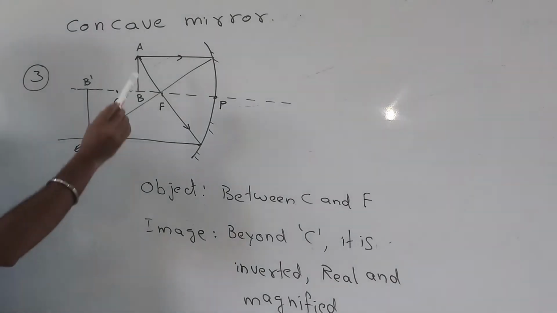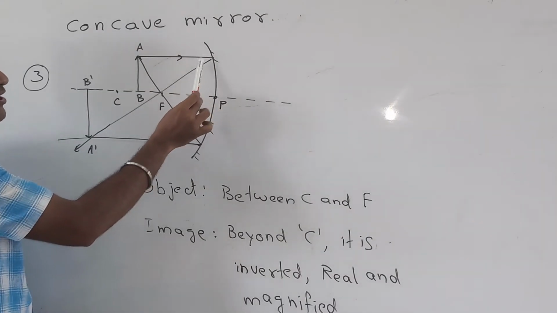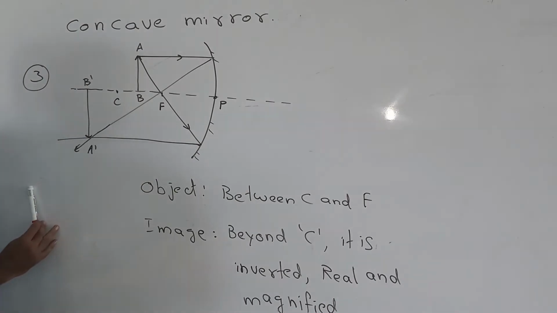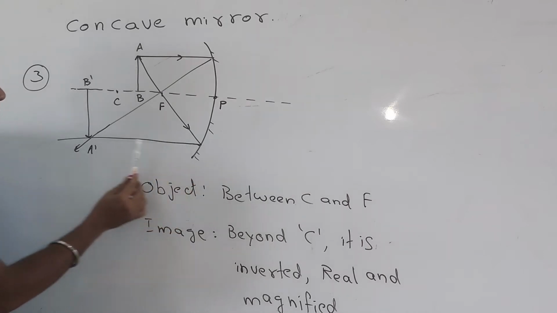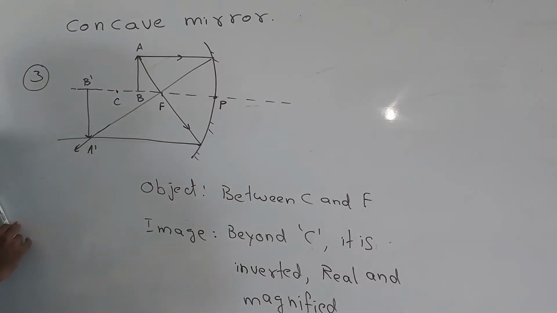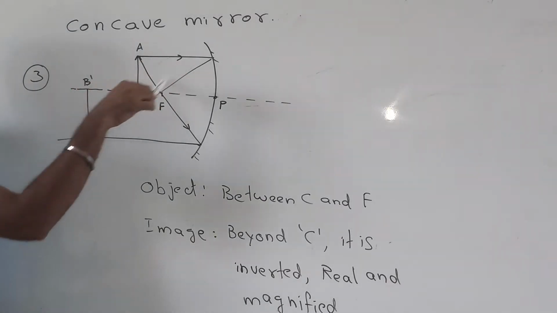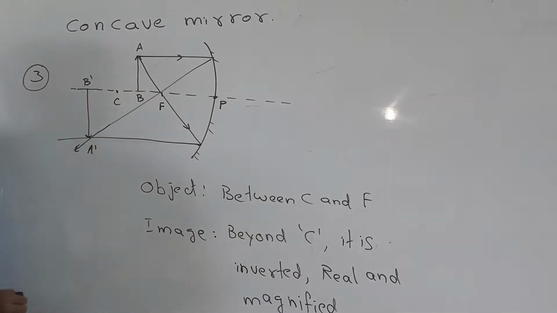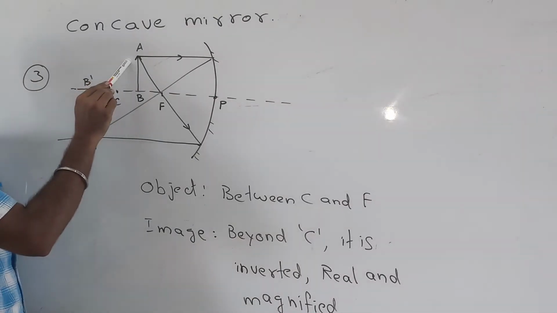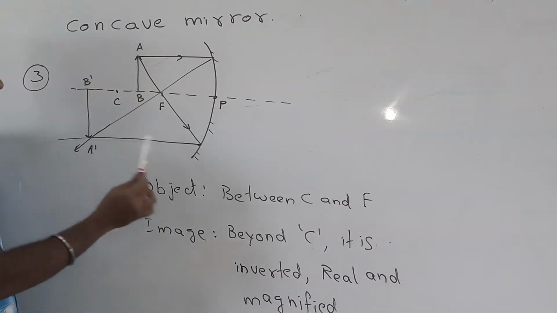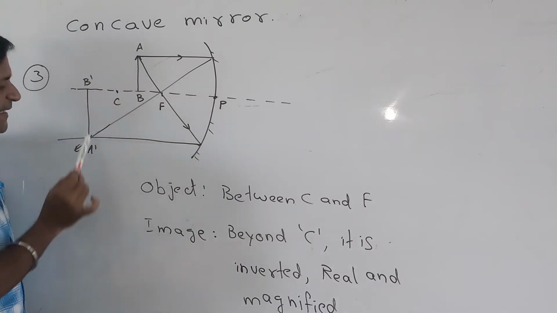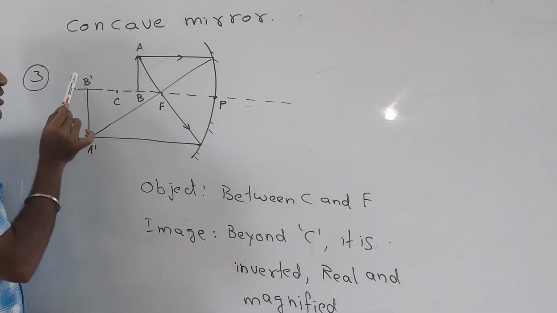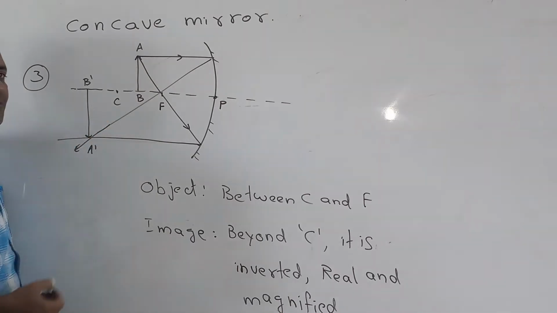One ray of light parallel to principal axis, after reflection will pass through the focus. Another ray of light which is passing through the focus, after reflection becomes parallel to the principal axis. Now the point at which these two reflected rays will meet will be the image of point A. You can see this is reflected ray, this is another reflected ray. They meet at a point A dash. So A dash is the image of A. Just below A dash will be B dash. B dash is the image of B.